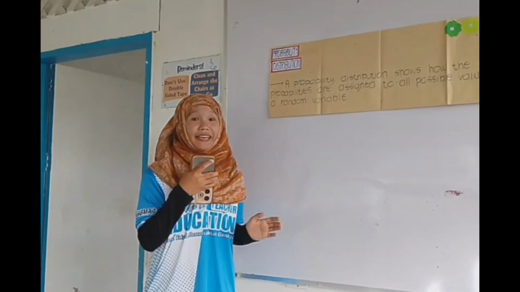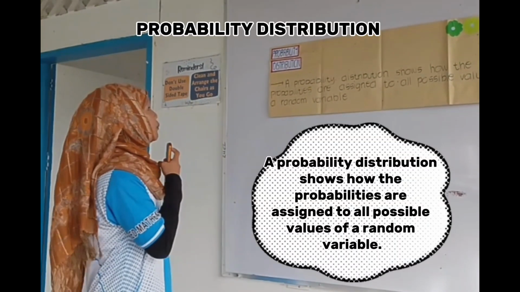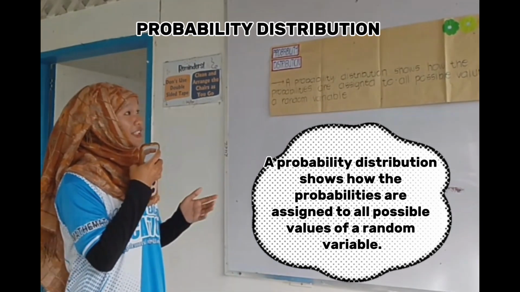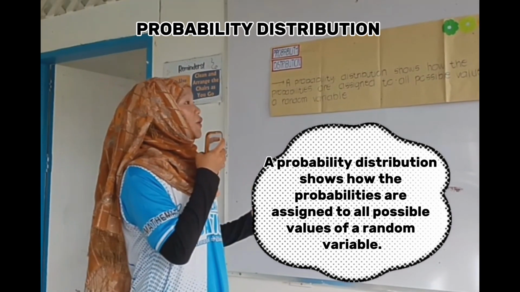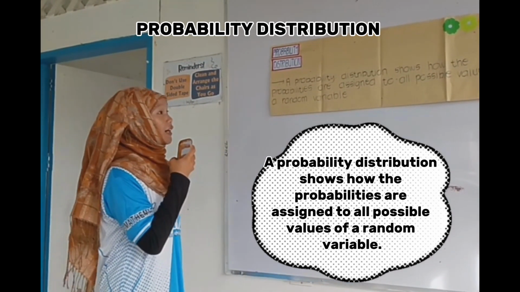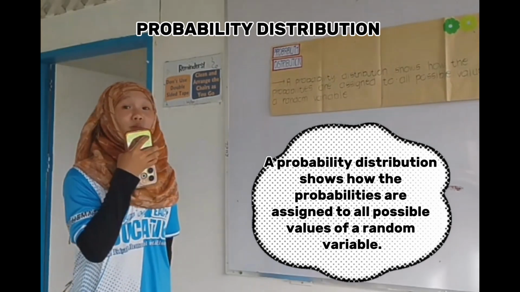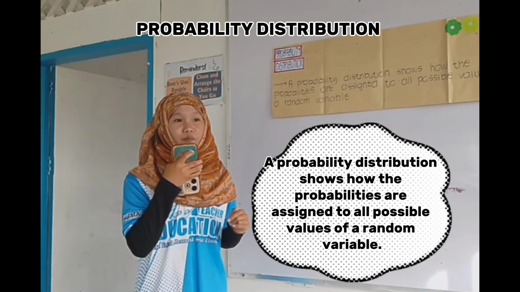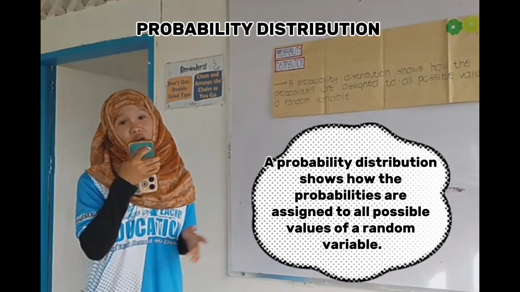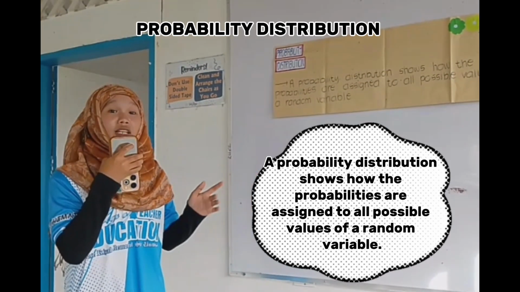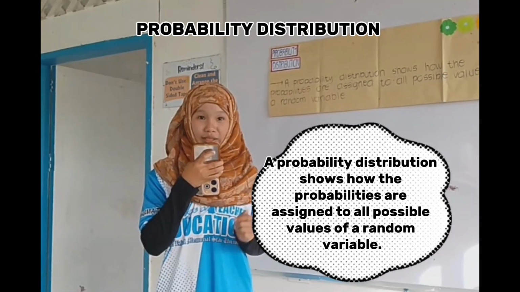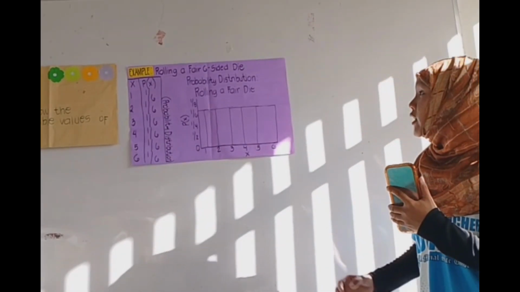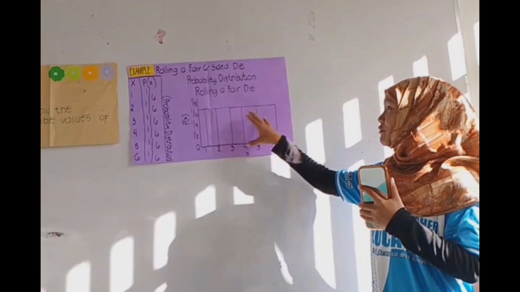So, the last topic is all about the probability distribution. When we say probability distribution, it shows how the probabilities are assigned to all possible values of a random variable, or it's a function that describes the range of values that a random variable will take. Then, after that, we're going to plot it on a graph.